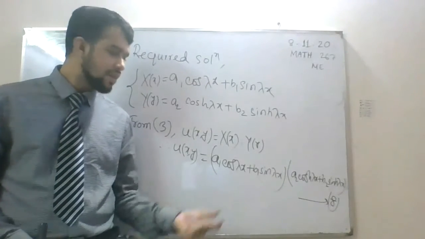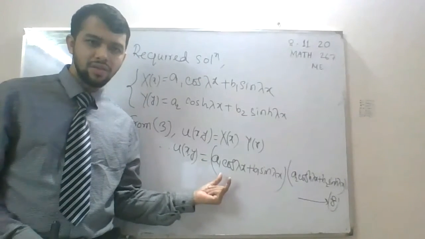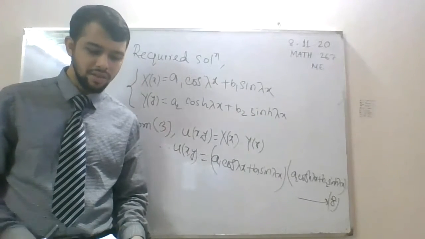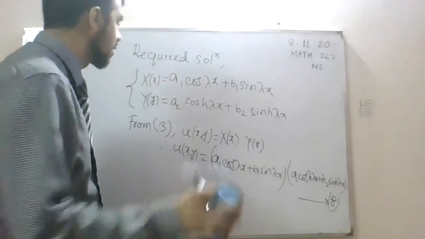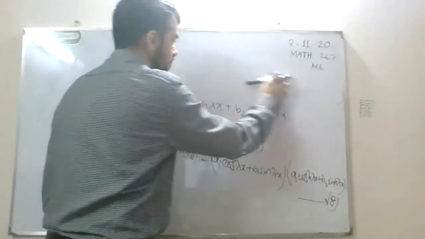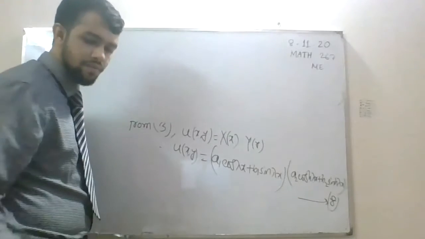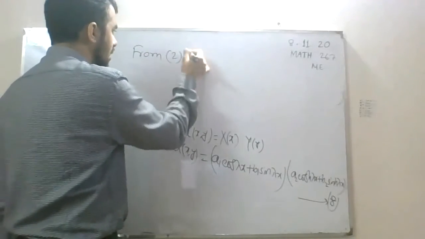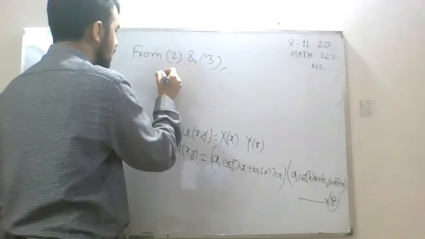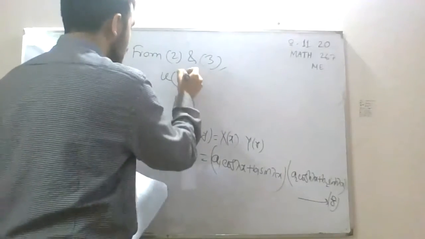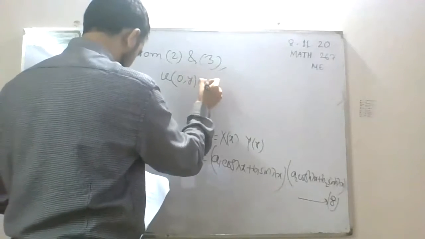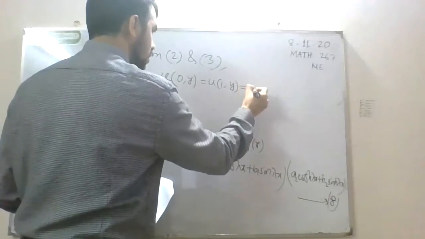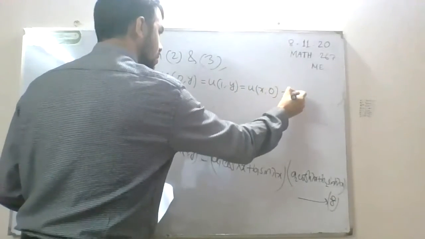Now you have to find out the values of these constant terms by using your boundary conditions. From 2 and 3 we already know that u(0, y) equals 0.